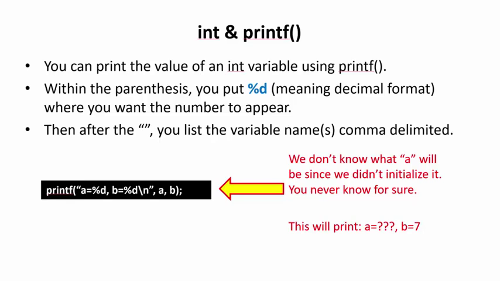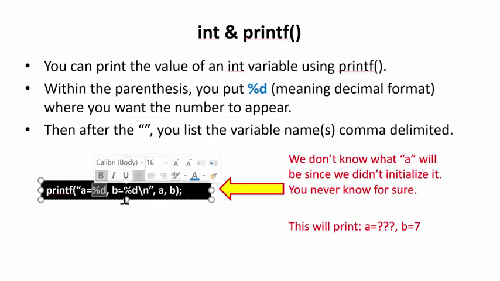So this is where the power of printf really comes out, because you're able to actually see what's in your variables. And the way that you do it is you put printf, and then within the parentheses, wherever you want to insert the value of the integer of your variable, you put a %d, and that means decimal. And what it's going to do is print out whatever is in that variable, in that location of memory, and it's going to print it as a decimal.